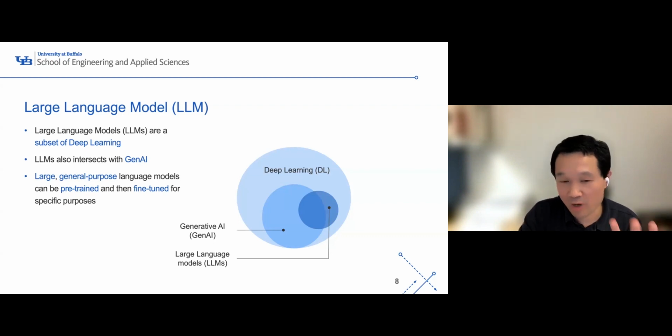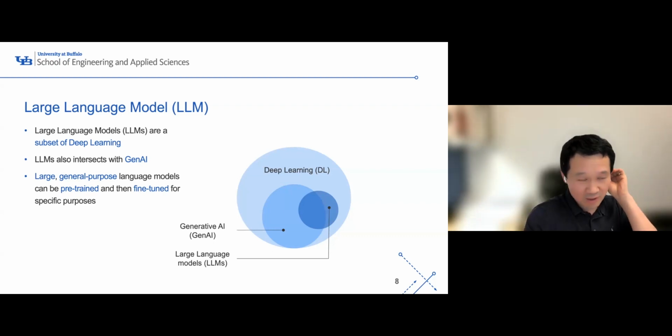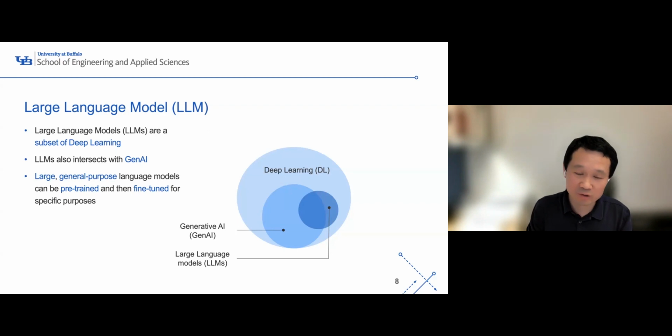With generative AI, we mainly want to generate something, like text and images. But a large language model is a little bit different. A large language model can also be used to generate text, but it can also be used for other purposes, not just for generating content. So there's some overlap, but there are also differences, a very complicated relationship between generative AI and large language models. But both generative AI and large language models belong to deep learning models.